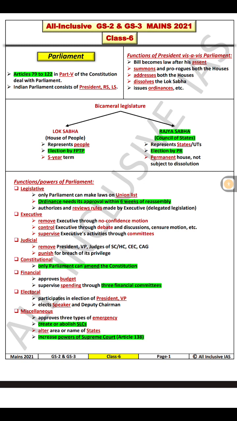He summons and prorogues both the houses, addresses both the houses, and dissolves the Lok Sabha. He issues ordinances. Parliament is a bicameral legislature: Lok Sabha and Rajya Sabha.